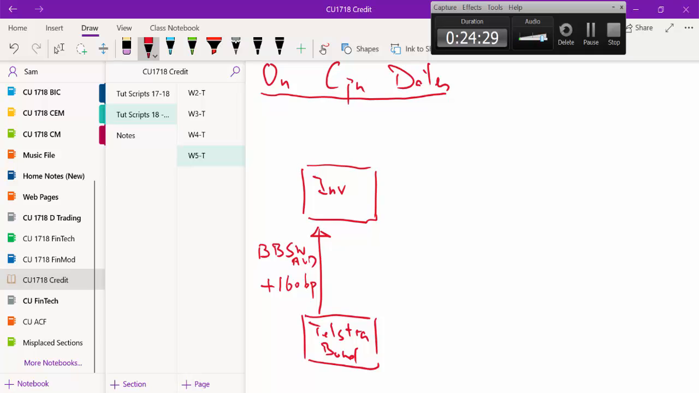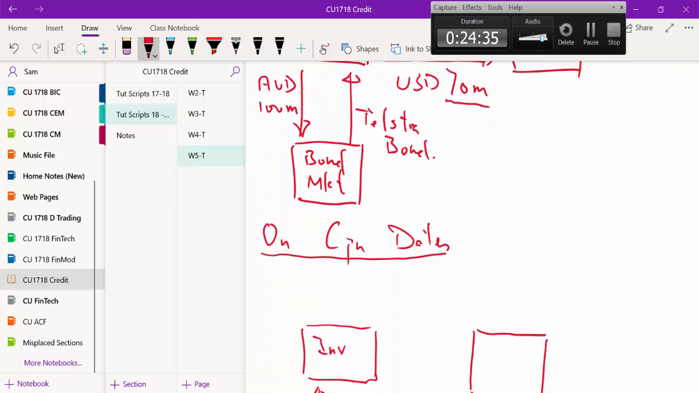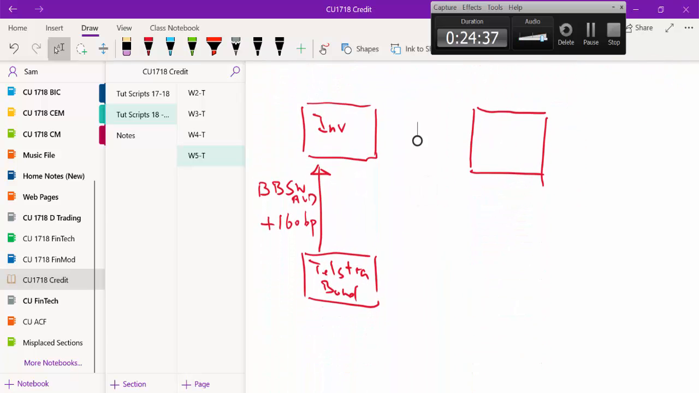And then what you do is, now this is part of the currency swap where you pay away this cash flows, BBSW plus 160, and now, this is in Aussie dollar. It's worth pointing that out, in Aussie dollar. This one is also in Aussie dollar.